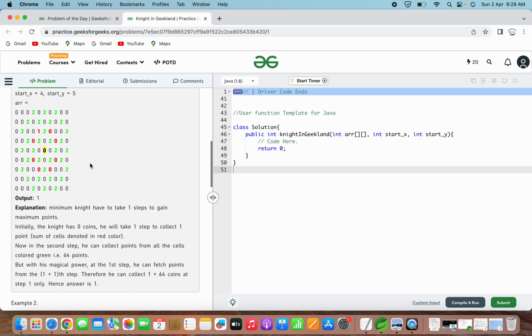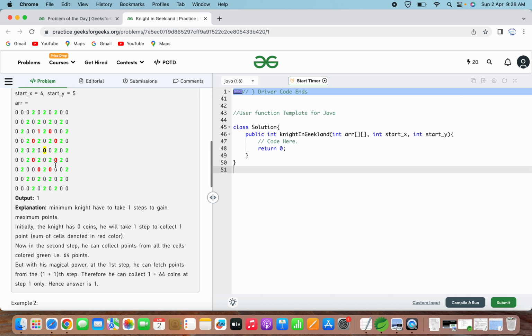Summing up all the combinations the knight can move to, we are getting only one point. That's why it says he will take one step to collect one point, the sum of the cells denoted in red color. In the next step, he can collect the points from the cells of the green.